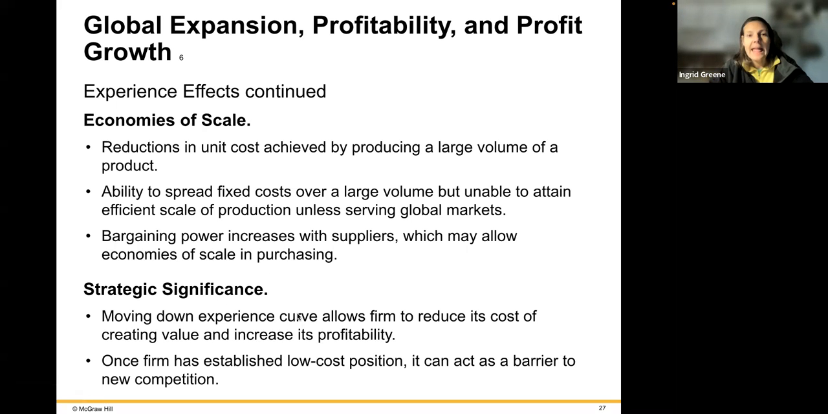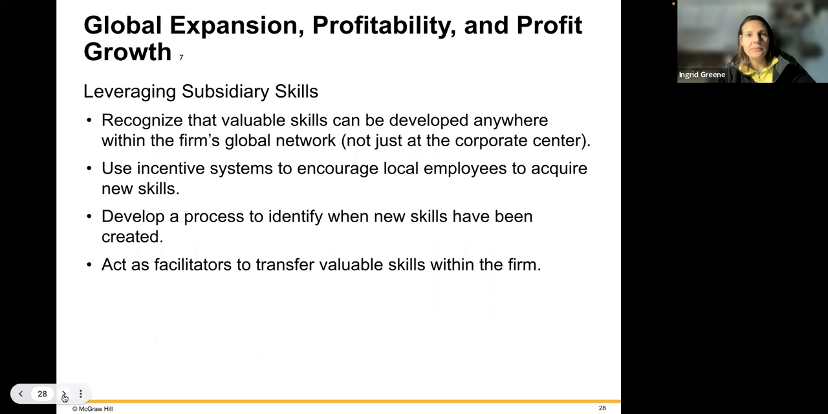your suppliers. And there's a strategic significance in that moving down the experience curve allows firms to reduce costs in creating value and increase profitability, as I said on the previous slide. And once a firm has established this low cost position, this is going to be key for this chapter, we want to get the lowest cost possible because you're going to have competitors very quickly entering the market. It can act as a barrier to new competition. As we've said already a few times, very quickly other competitors will be able to create the same product. But if you can create it cheaper, then you will have the advantage.